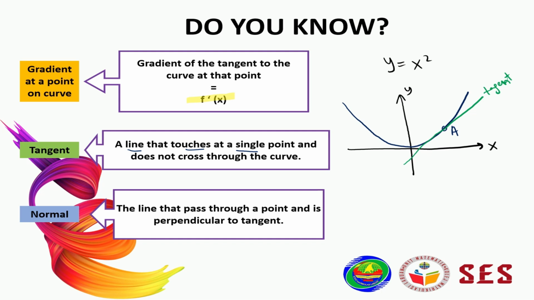Normal is the line that passes through a point and is perpendicular to the tangent. Perpendicular means that line A and line B are at 90 degrees. So this one we call perpendicular. So the tangent is here, and our normal is at 90 degrees and passes through that point. So this one is 90 degrees, and this one is the normal.